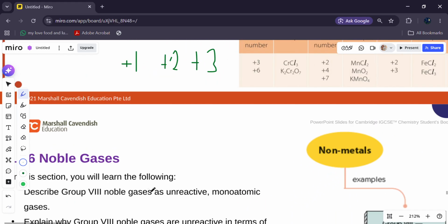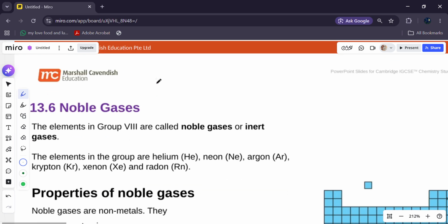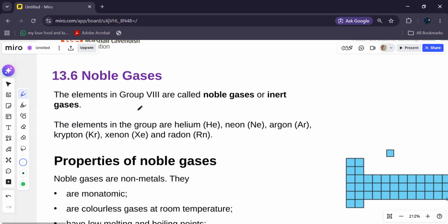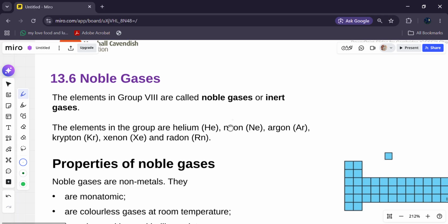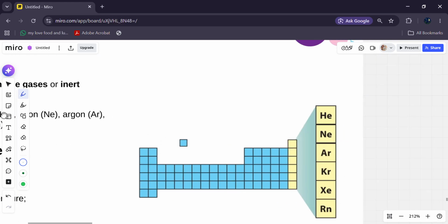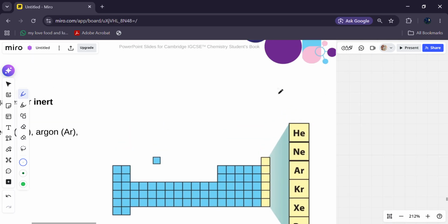So now we move on to the last section of this chapter, which is 13.6. Here we talk about noble gases. Here we're going to learn what a noble gas is and what the properties of noble gases are. Now, noble gases, the elements in group 8, are called noble gases or inert gases. Why? Because all of them are gases to start with, and two, they are unreactive. Why? Because they have a full outer shell. That means they do not have to react to get a full outer shell.